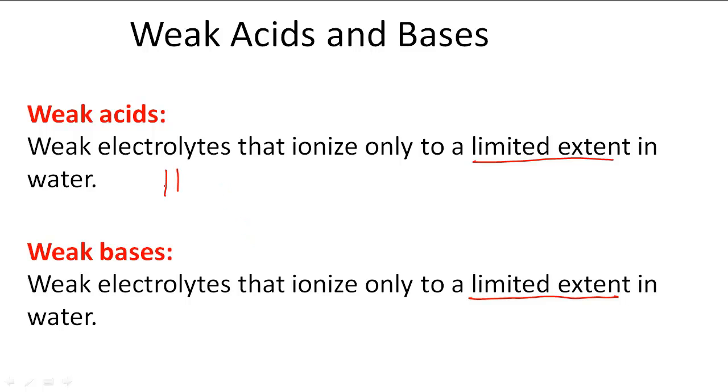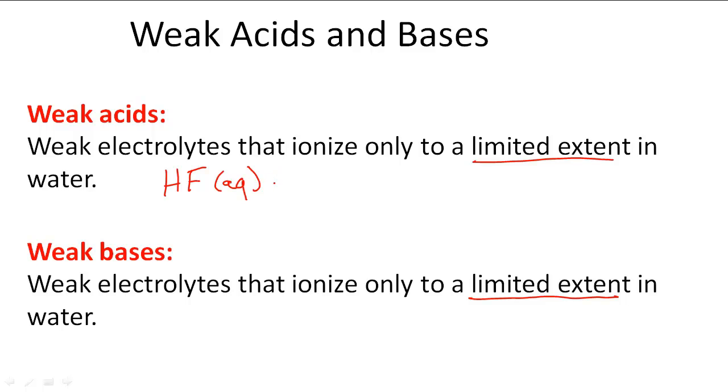So let's take HF. HF is a weak acid. And to figure out if something is a weak acid, you have to know whether the compound is acidic or basic. And if it's not on the list of strong acids or bases, then it is a weak acid.